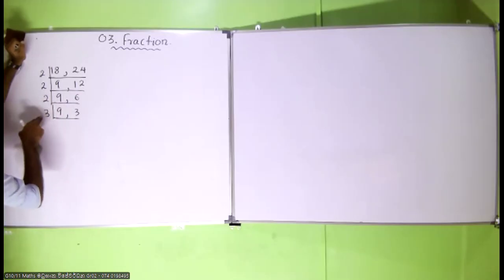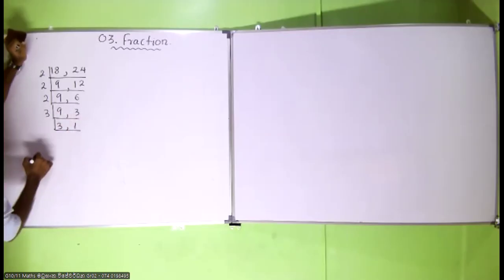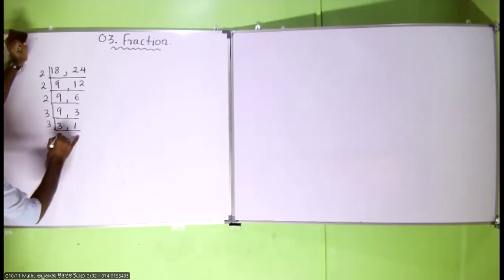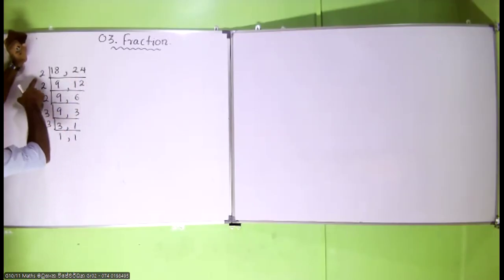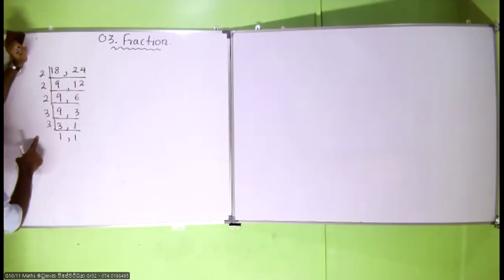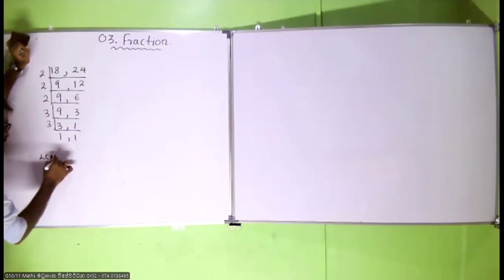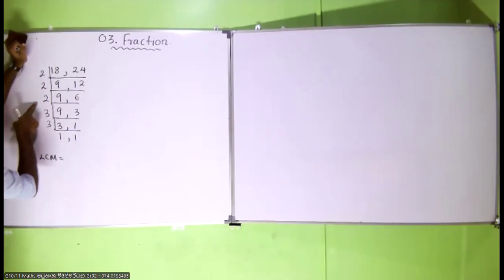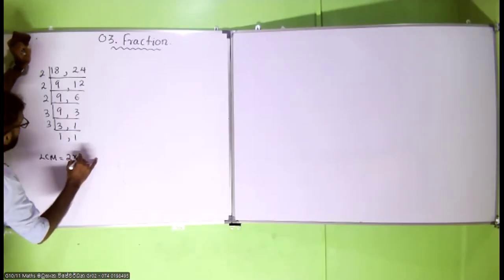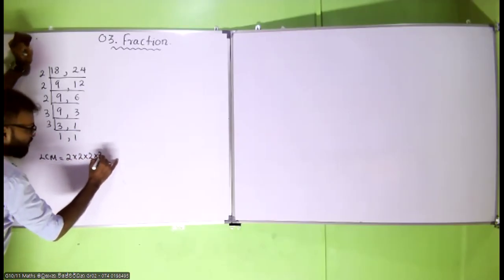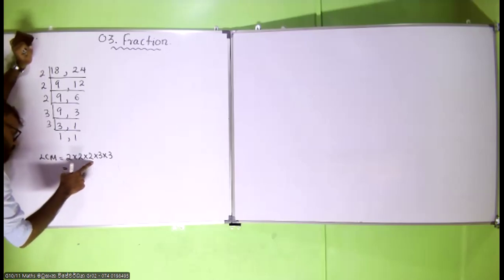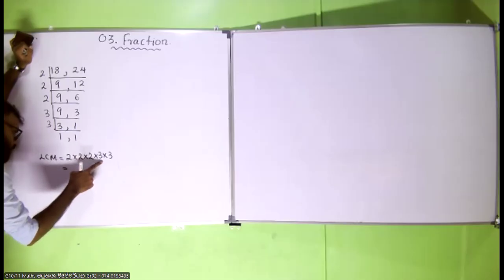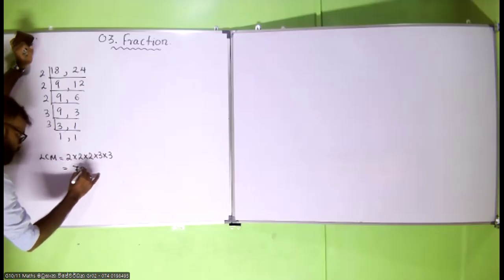So you have to use 3, the next prime factor. 3 times 3 is 9. 3 times 1, again 3. So again you can use 3 until you have 1 comma 1 at the end. You have to divide these two numbers by using prime factors like this. So your LCM will be 2 times 2 times 2 times 3 times 3. 2 times 2, 4, 4 times 2, 8, 8 times 3, 24, 24 into 3, 72.